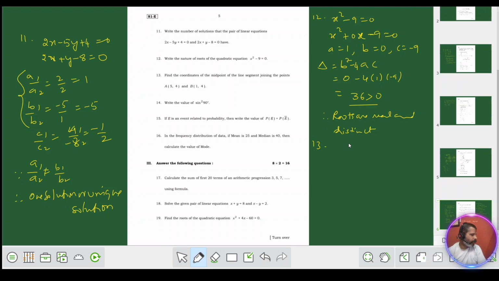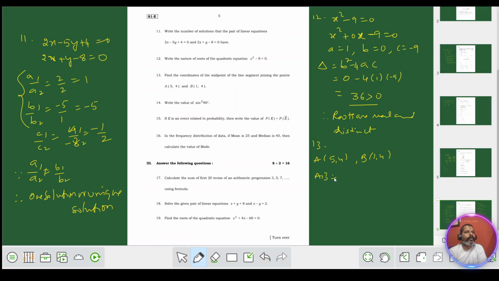Let's see the 13th one. Find the coordinates of the midpoint. Please students listen. This midpoint formula will always be asked as a 1 mark question. Either distance from the origin or midpoint formula. Our direct formulas for these two cases are given some points and asked the value. So for the distance, they have given A is 5 by 4, B is 1 by 4.